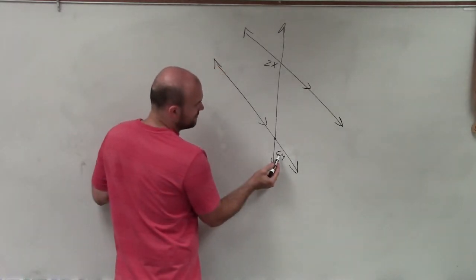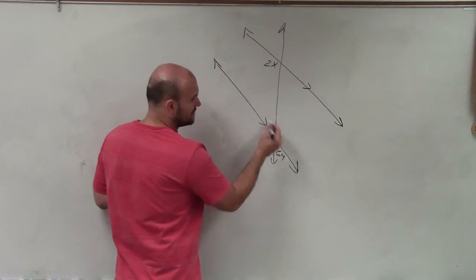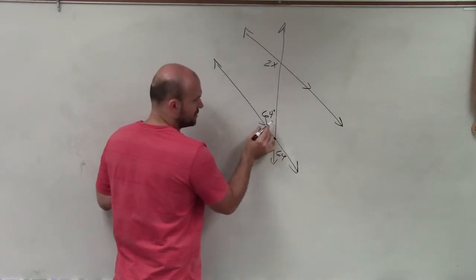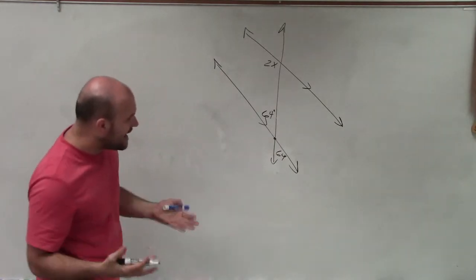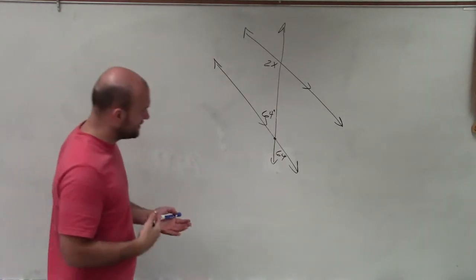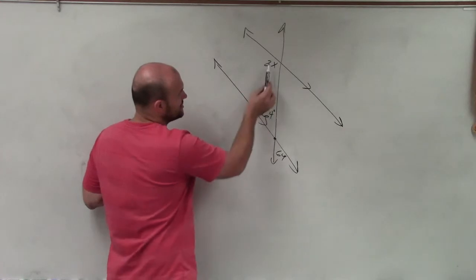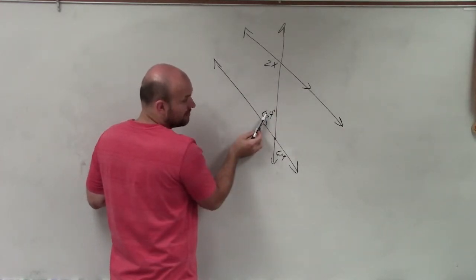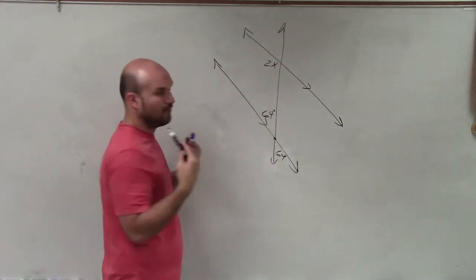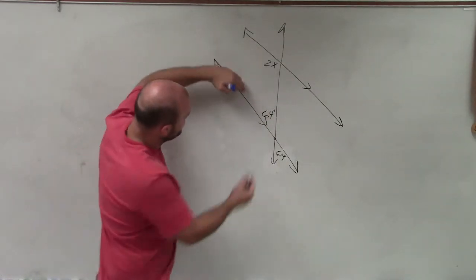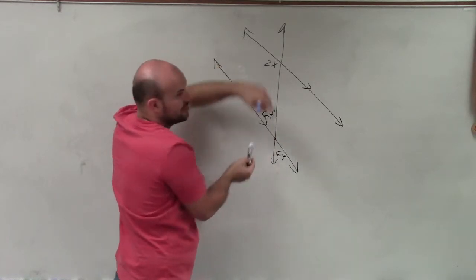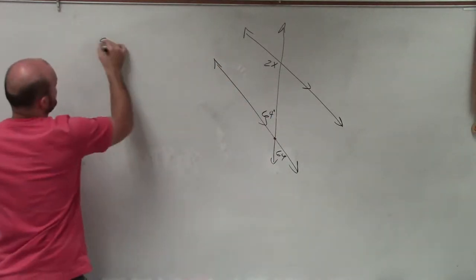So if this is 64 degrees, by using my idea of vertical angles, I can say that this is also 64 degrees because these two are vertical angles. Now, knowing that those are vertical angles, you can see that these two are going to be supplementary, right? 2x plus 64 is going to be supplementary. Why? Because we have parallel lines, and they're on the same side of the transversal. They're both interior, so they're what we call same side interior.